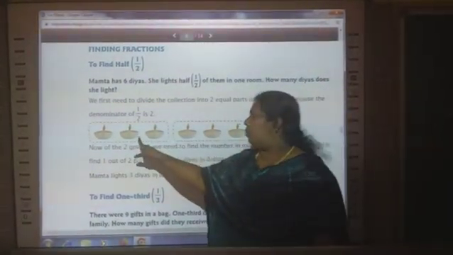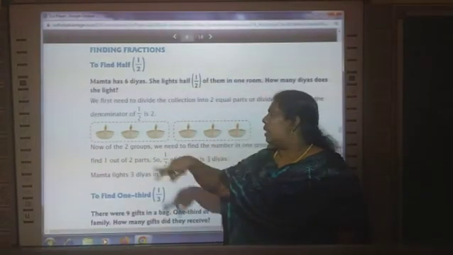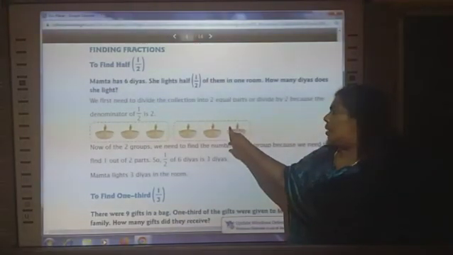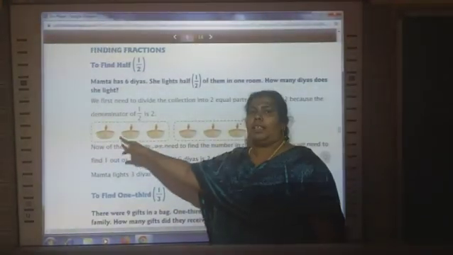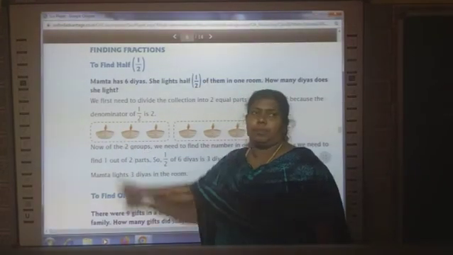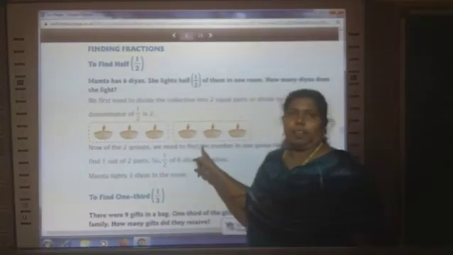So half of them means one. Total number of groups is how much? 2. That is one part here. Then another part is here. Now each group, how many diyas is there? Each group, how many diyas? 3 diyas, right? See here 3, here 3.